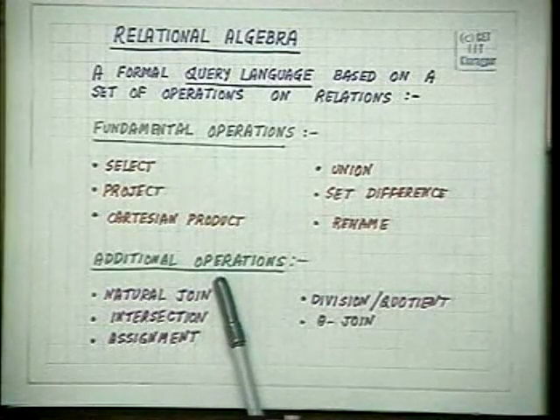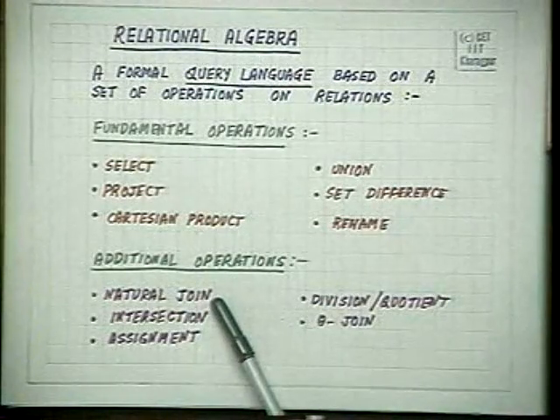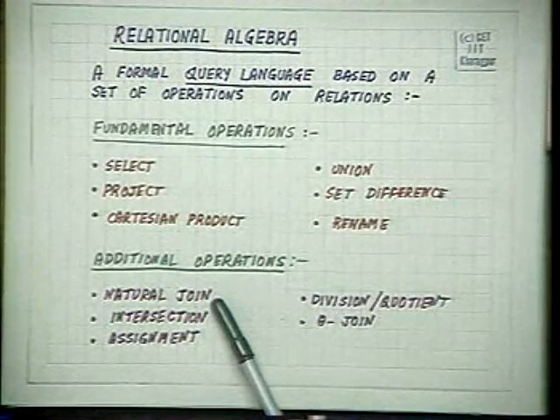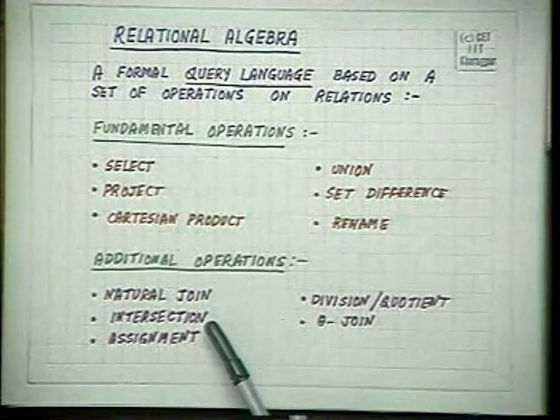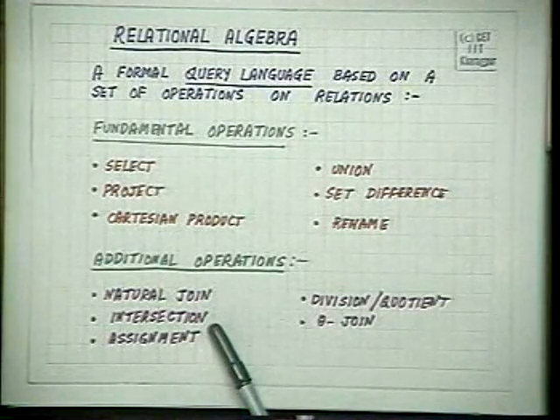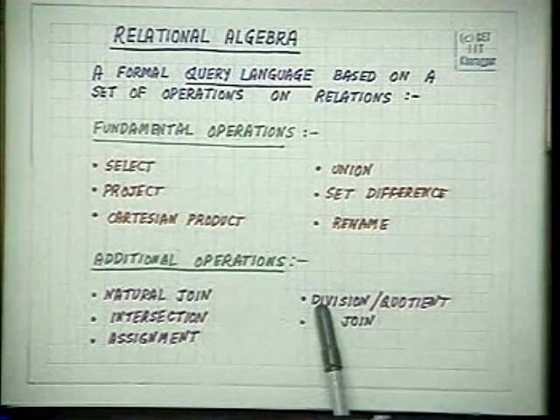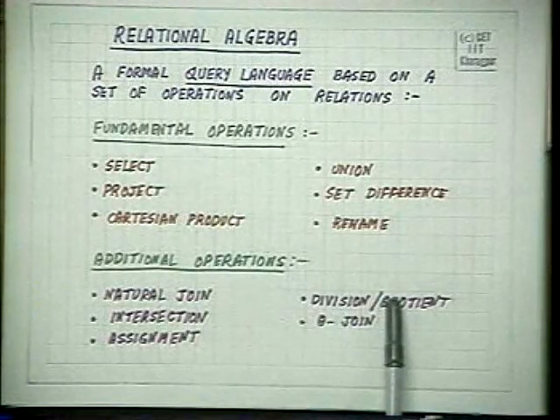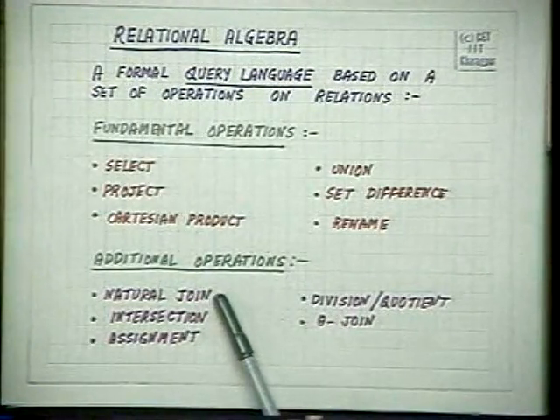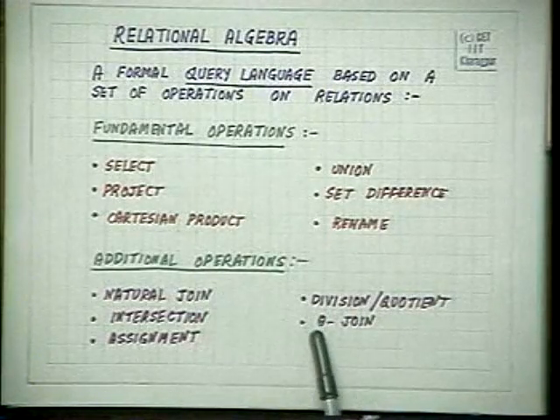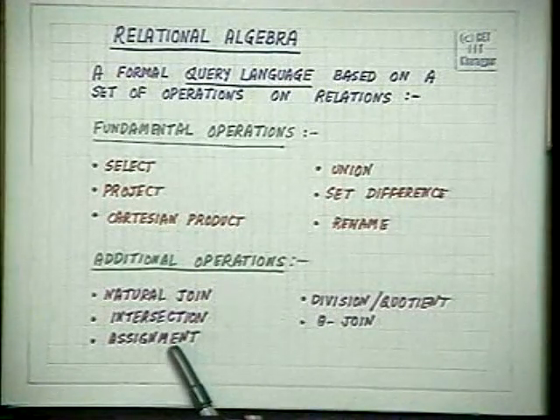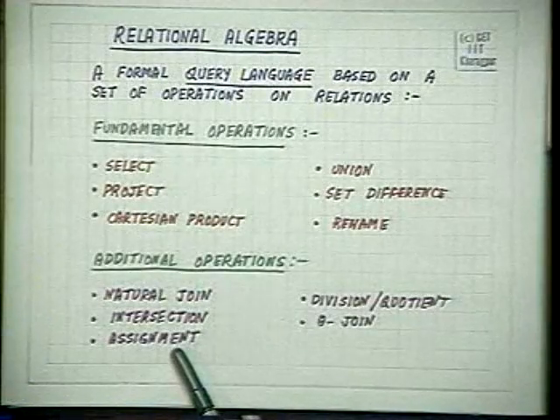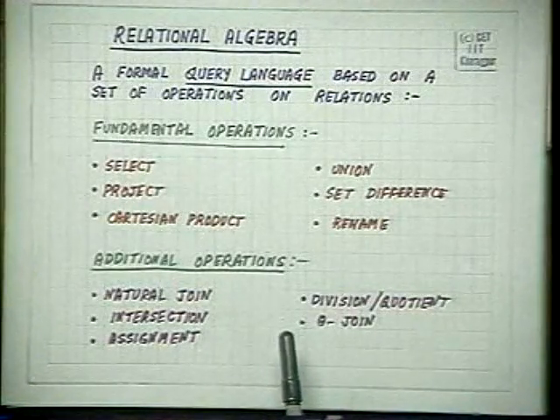Among the additional operations, we have the most widely used operation, the natural join. We have the set intersection operation. We have the division or the quotient operation. We have got a generalization of the natural join called the theta join operation. We have got the assignment operation and some others.